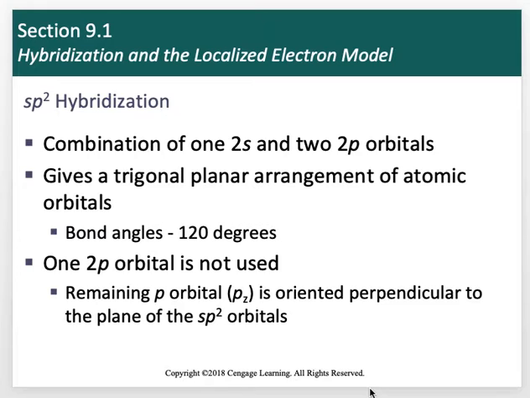We know that there are other shapes besides tetrahedral. We can have sp2 hybridization. This would be when we have one s orbital and two p orbitals combining. And this would give us a trigonal planar arrangement. We know that in trigonal planar arrangements, there are three different areas for electronic groups. Three different areas: s, p1, p2, 1, 2, 3. That's how we get sp2.